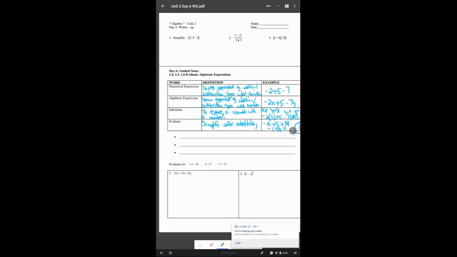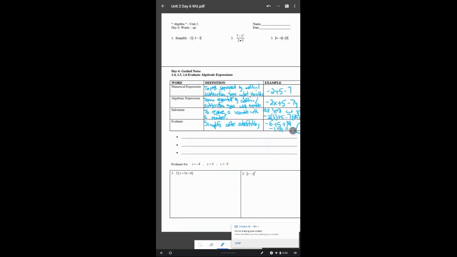So let's go over this one more time. For our definitions that we have, expressions, numerical or algebraic. Numerical means we just have numbers. Algebraic means that there's letters involved. Expression means there's no equal sign. Equation means that there's an equal sign. To substitute just means replacing a variable with a number. And then to evaluate means you're going to substitute and finish the problem.